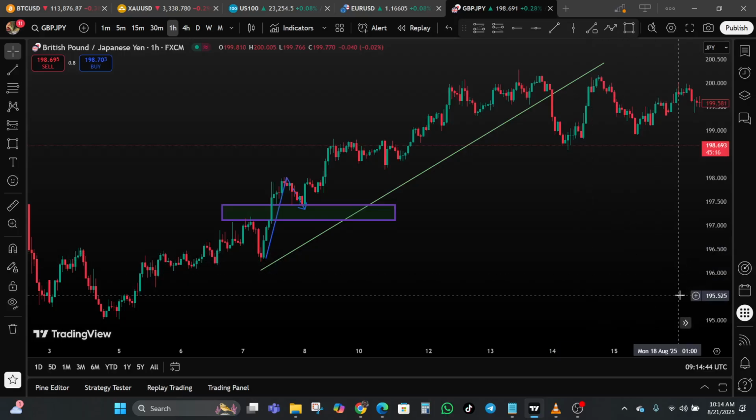So by applying all these steps consistently, you'll be able to approach the market with more confidence and more discipline.